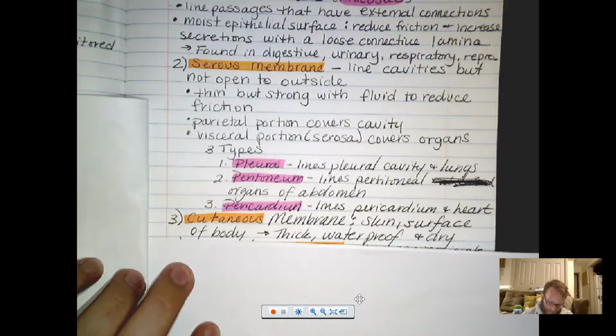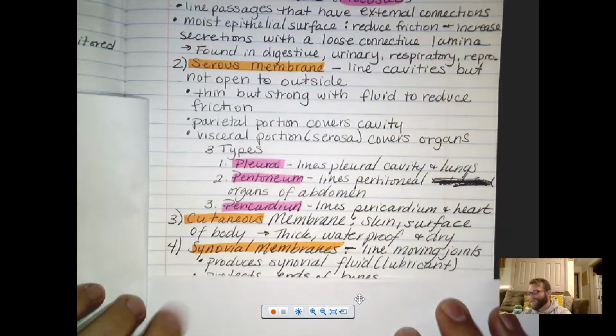All right, the third type that you're going to have is called cutaneous. A cutaneous membrane is one that covers the skin. All right, essentially that's your skin, your cutaneous membrane. Anything cutaneous refers to skin. So your cutaneous membrane is the skin, it's the surface of the body. As you know, the skin is very thick, it's waterproof, and it's generally dry. Right? It's not a super wet membrane. Sure, you're producing oil, sure, you're producing sweat, but overall, it's a very, very dry membrane.